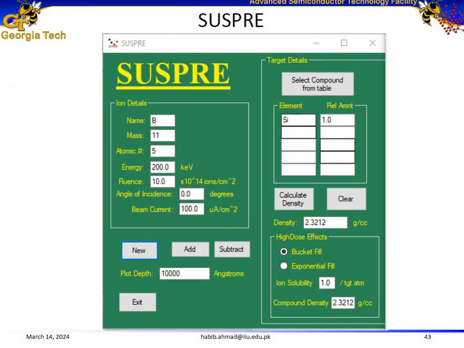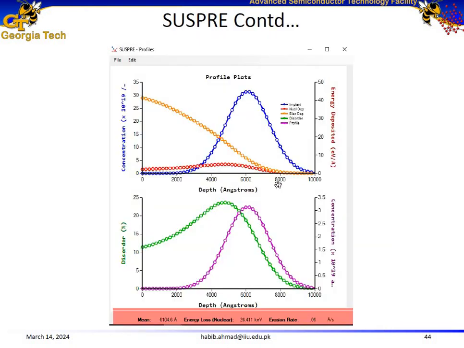So there is another software called SUSPREM. In this software, we define the host material, the target material. We define the dopant or the ion details. And also we define the energy. And the advantage is that we can also define the dose, which in this case is 10 to the power of 15 per centimeter square. So after simulation, we see these kinds of profiles where we have the p carrier concentration at 6000 angstroms, or approximately 600 nanometers.